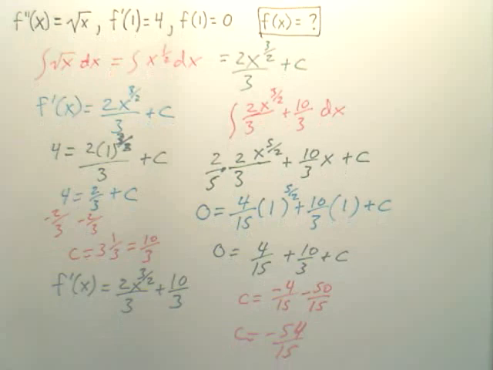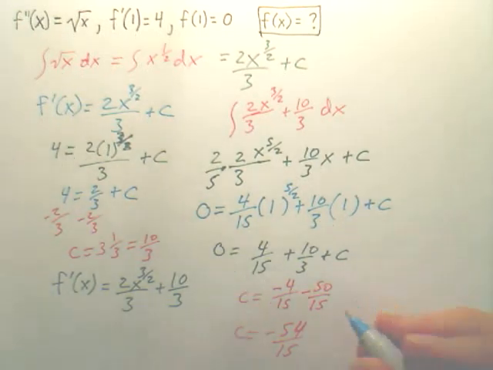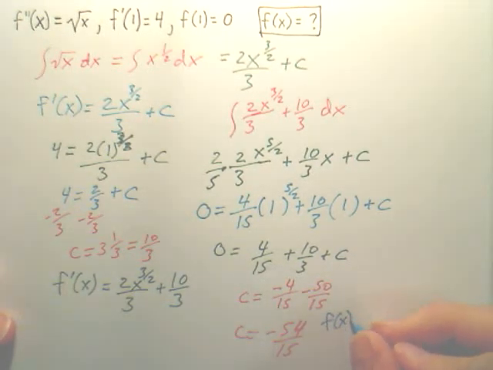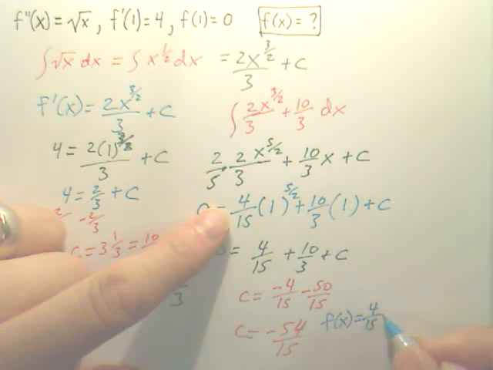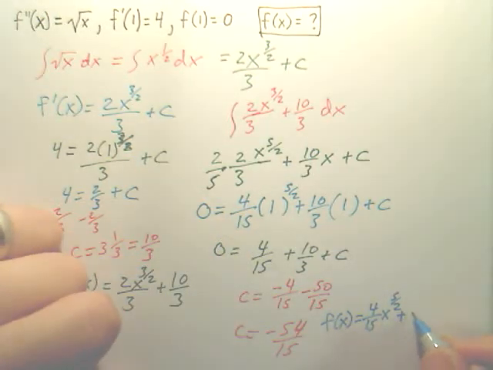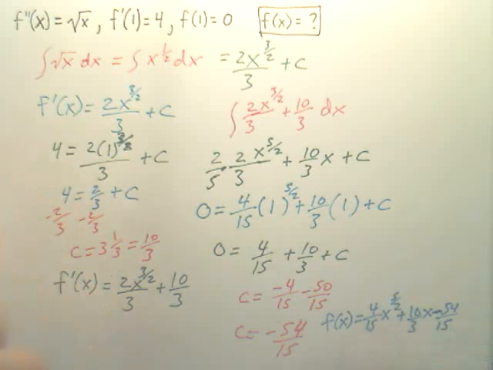So, all of that said, f of x looks like it's going to be this equation, which was 4/15 x to the 5/2 plus 10/3 x minus 54 over 15. That is my original function.